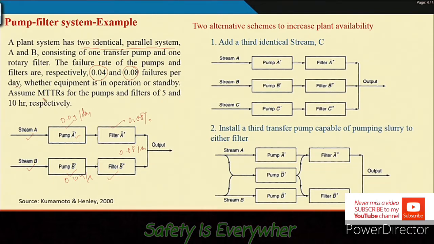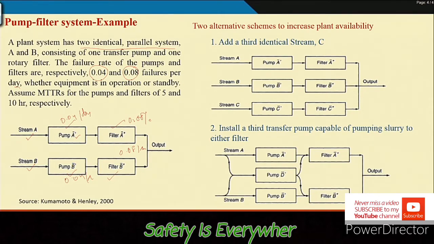And you see that another issue is that if the pumps or the filters fail, then they can be repaired, and the repair time is also given: the mean time to repair for pumps and filters is 5 and 10 hours respectively. So, MTTR for pumps is 5 hours and MTTR for filter is 10 hours. Okay. So, this is a combined system where both failure and repair processes are involved.